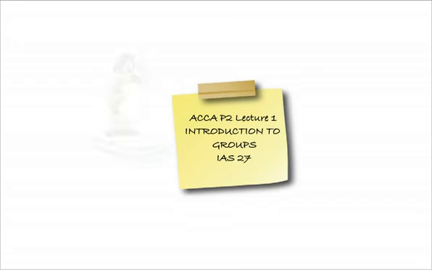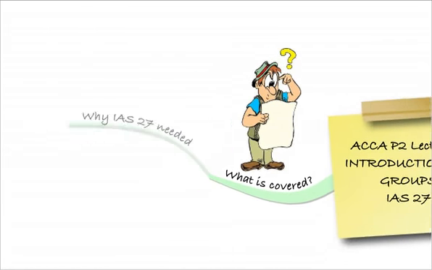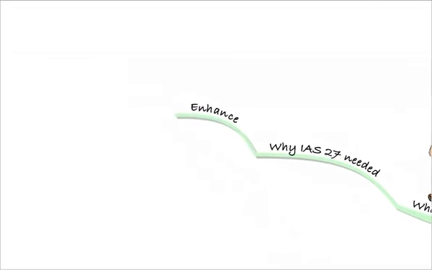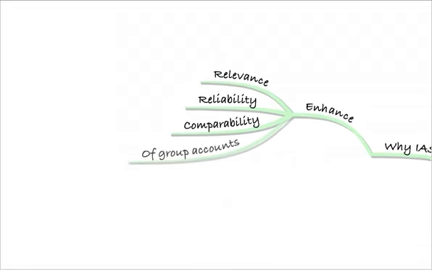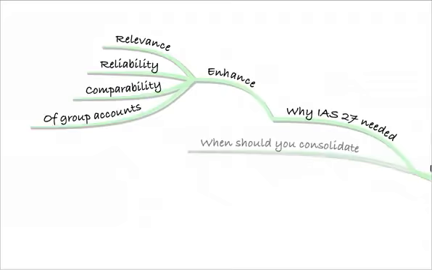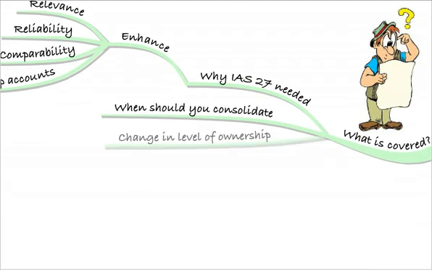So the first thing that we said is what's covered by this standard. Well, why is it needed? It's needed to enhance the relevance, reliability, and comparability of our group accounts. So that's why we have this standard. It also tells us when we need to consolidate. So when should we have a subsidiary? When do we need to bring them in?